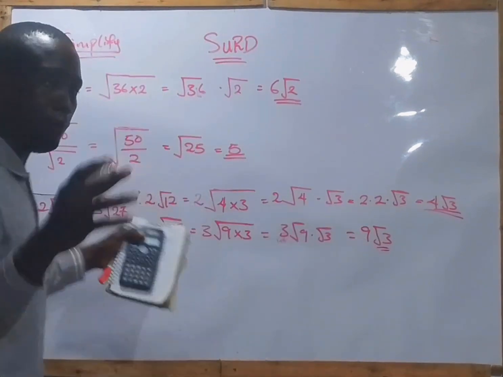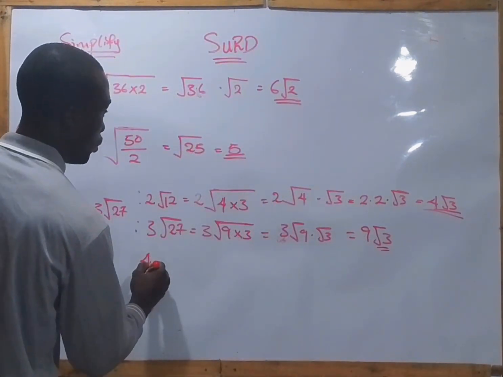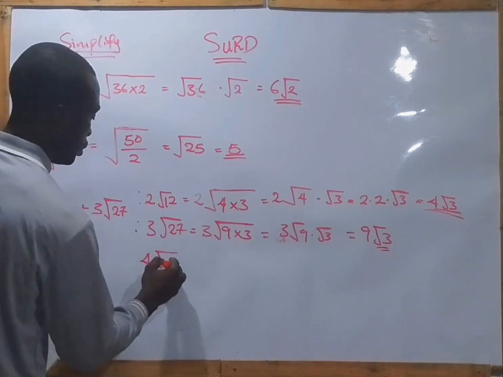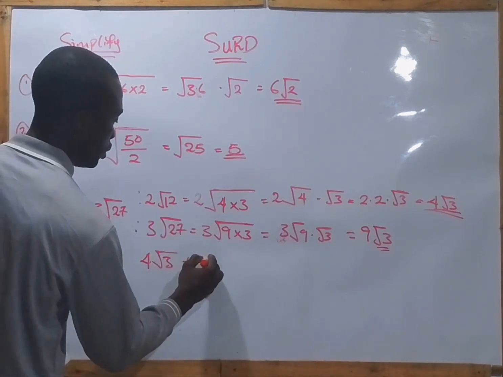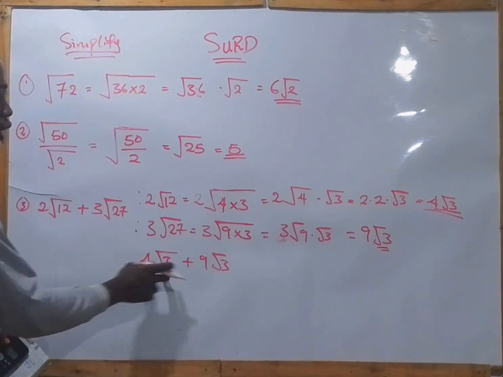So we now merge the two of them together. We have 4 root 3 plus 9 root 3. Since we have root 3 in both, we can add them.